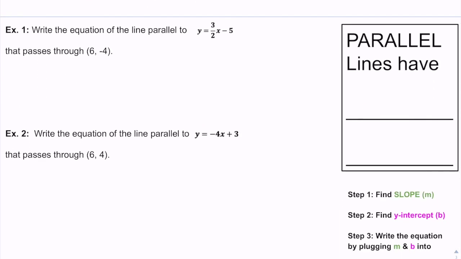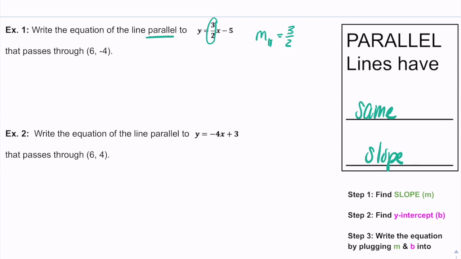So parallel lines have the same slope. Example 1 says to write the equation of the line parallel to y equals 3/2 x minus 5 that passes through (6, -4). So parallel lines have the same slope. We need to identify the slope of the equation that we're given, and the slope of the equation that we're given is 3/2. So then the parallel slope, that's the symbol for parallel, has to be the same, so it has to be 3/2.